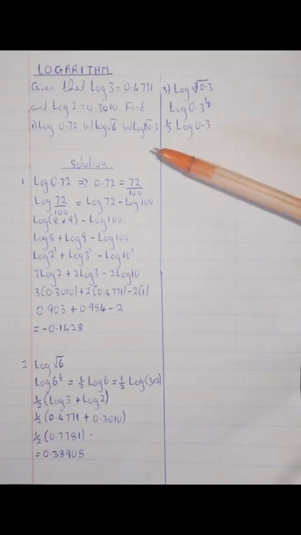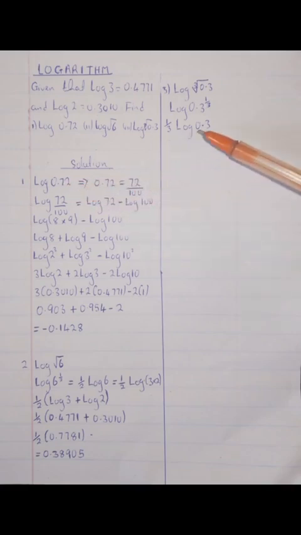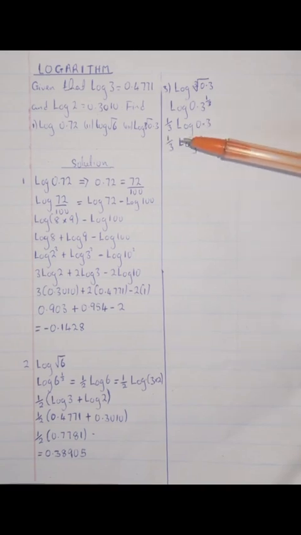Recall this first one where we solved. We had 0.72. What did we do? We expressed this as a fraction. So we'll be expressing 0.3 as a fraction, and expressing 0.3 as a fraction, we have 3 over 10. So we replace 0.3 by 3 over 10, and we'll have 1 over 3 log 3 over 10. You can see I'm taking it step by step so you can understand.